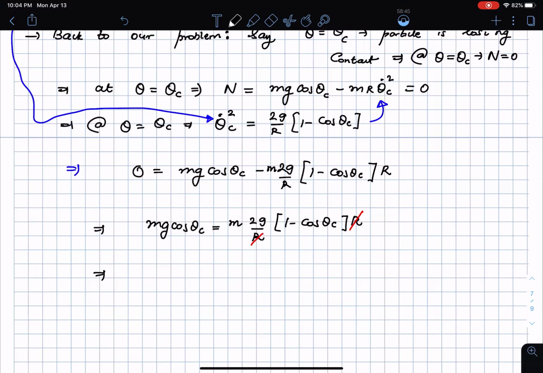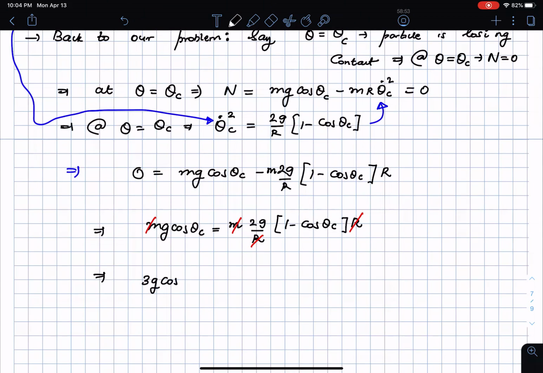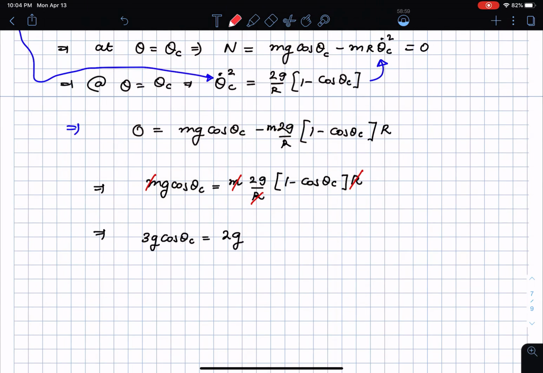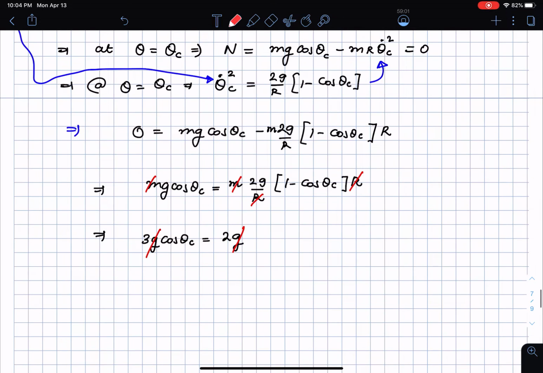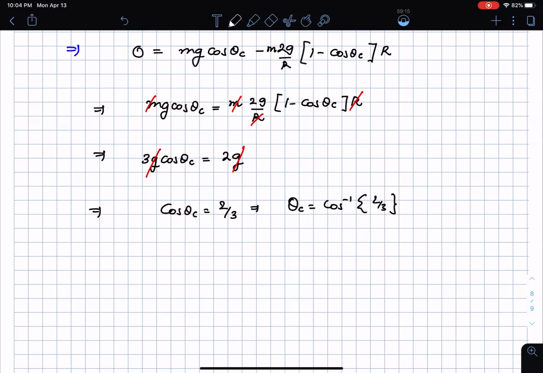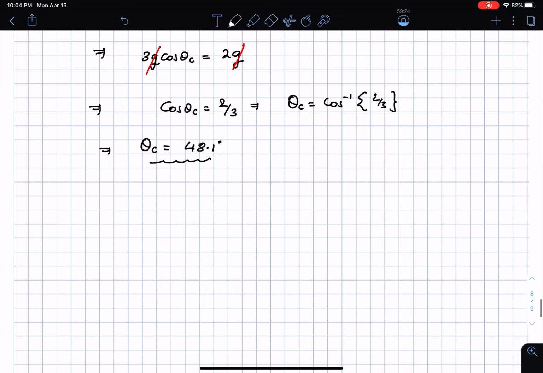So the factor of m is cancelled off on both sides, which tells me the following. 3g cos theta c is equal to 2g, which means the factor of g can also be cancelled off. So this tells me that cos theta c is 2 by 3, or theta c is cos inverse of 2 by 3, and this is approximately 48.1 degrees. So theta c is 48.1 degrees.